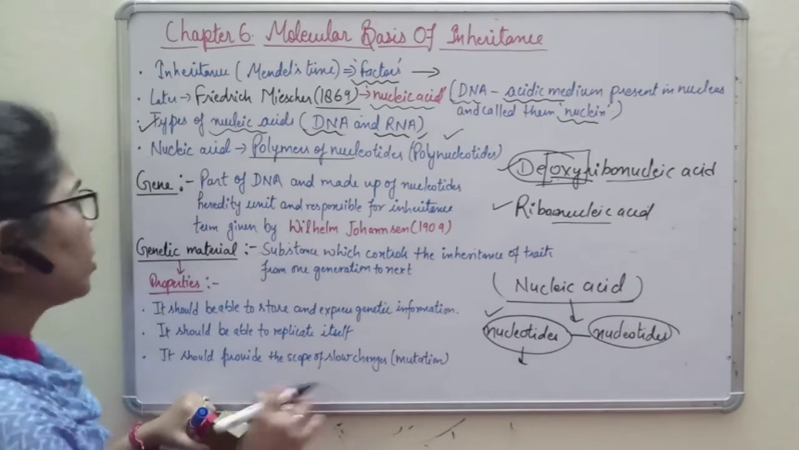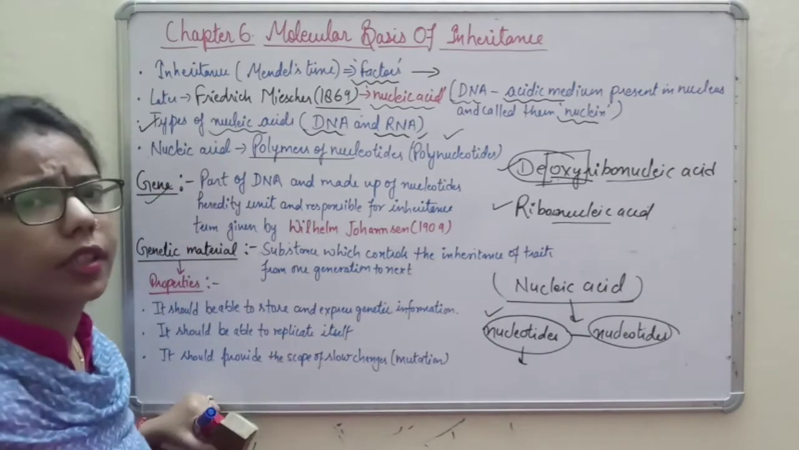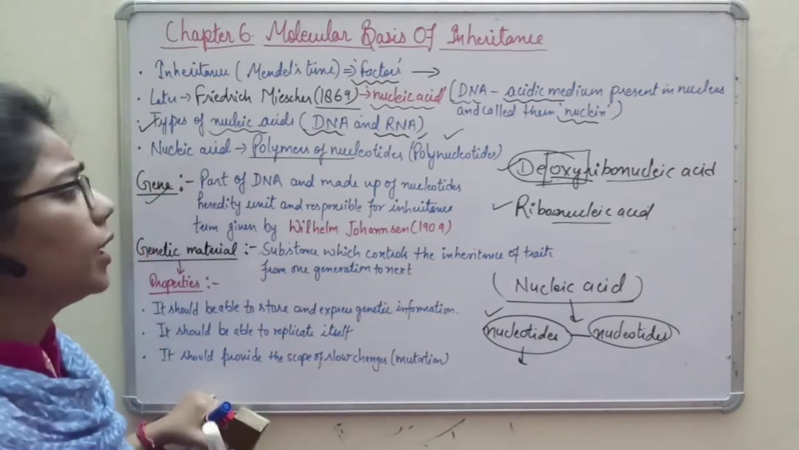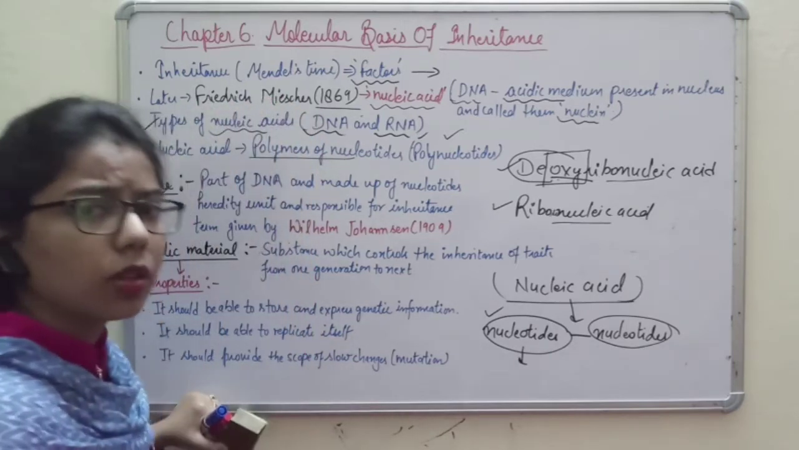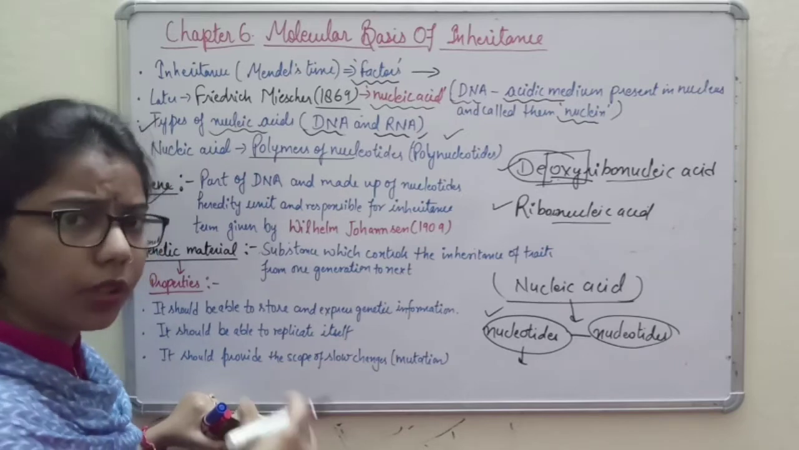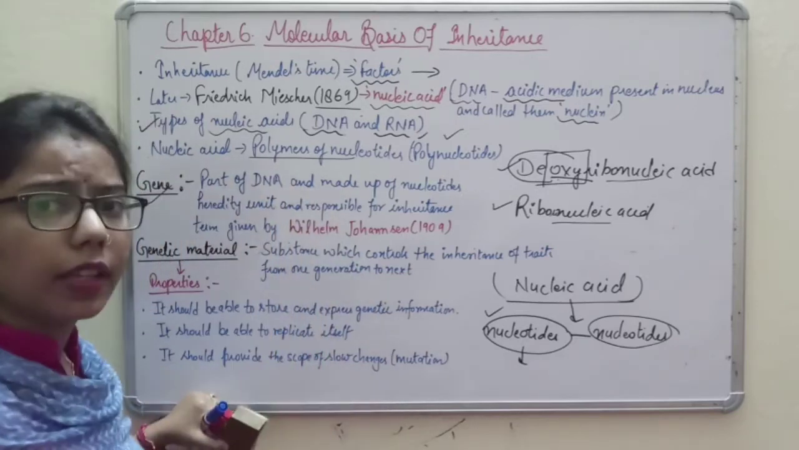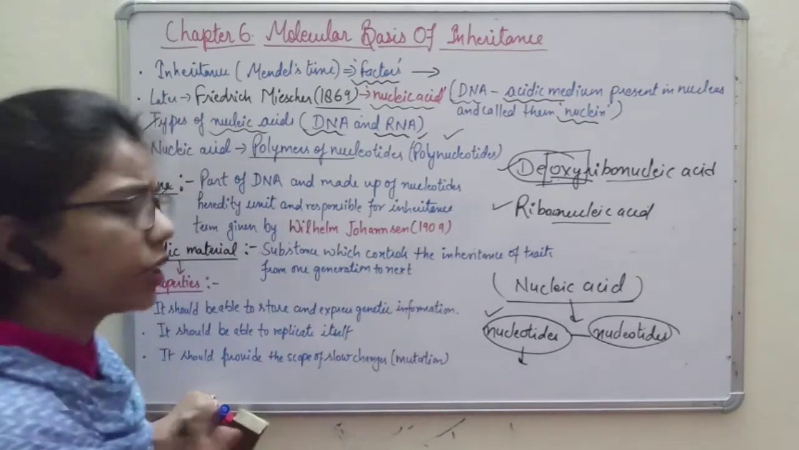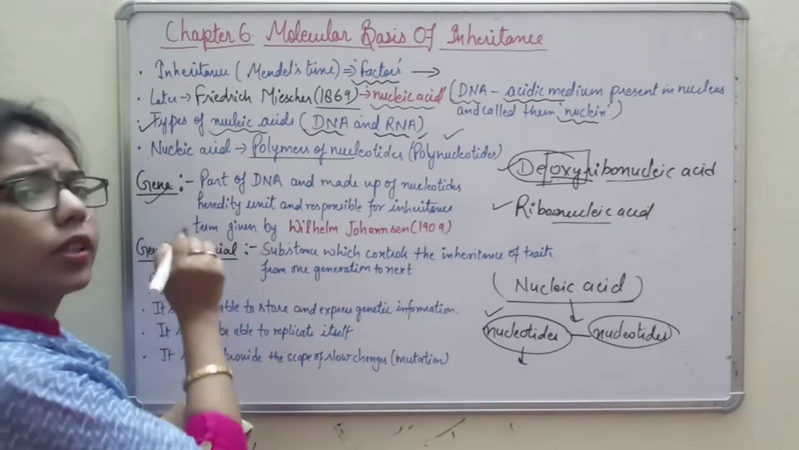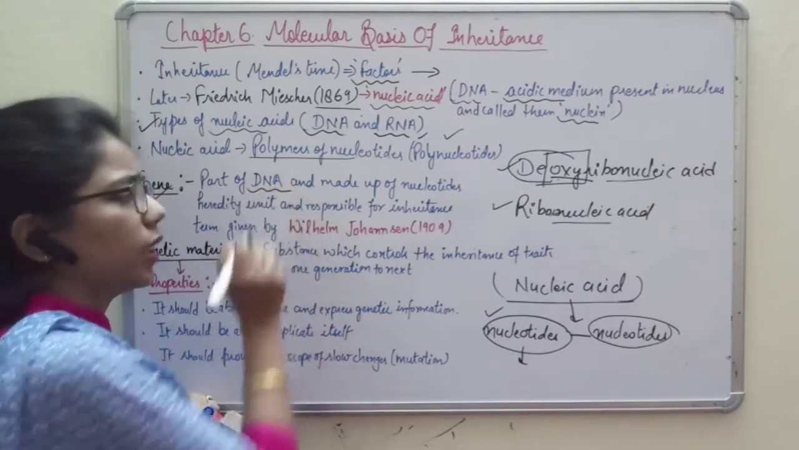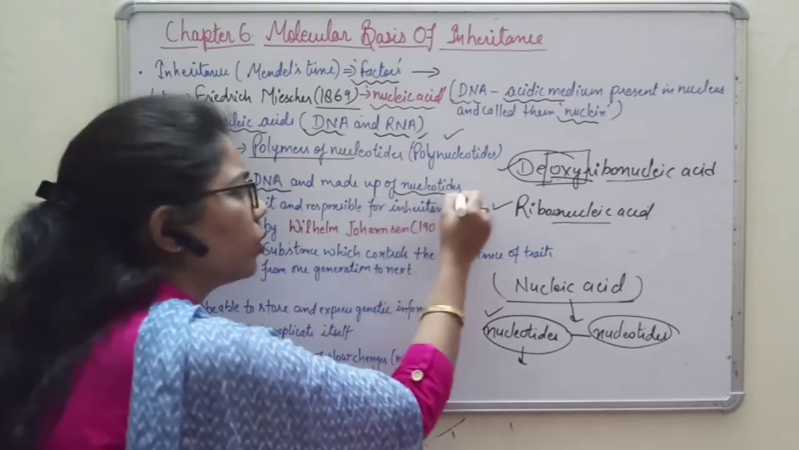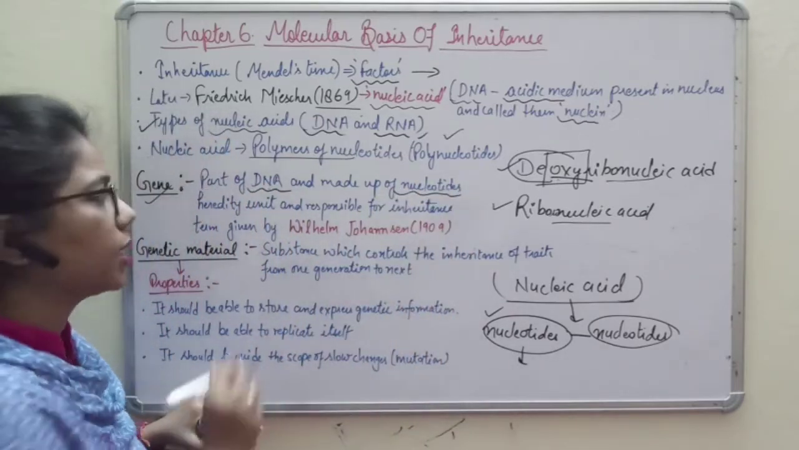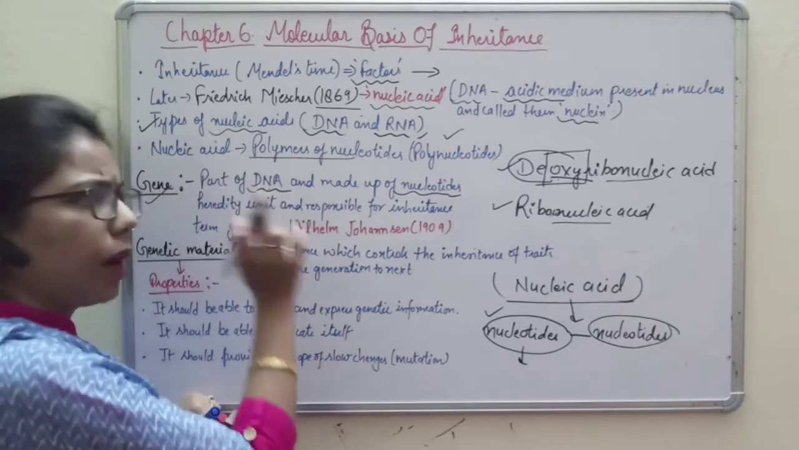Okay. Now there is one term, gene, which we are going to study here. As we have said, the thing which is responsible for inheritance is present in the DNA, or the gene. So this gene is what? It is a part of DNA, and it is made up of nucleotides. Same thing we are discussing. Gene is a part of DNA.